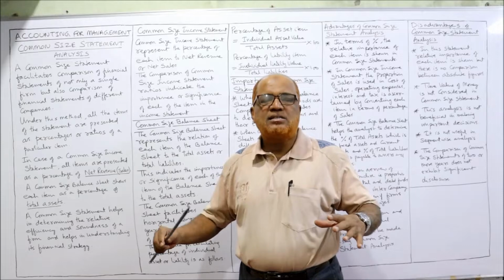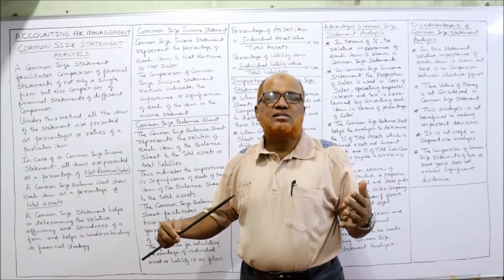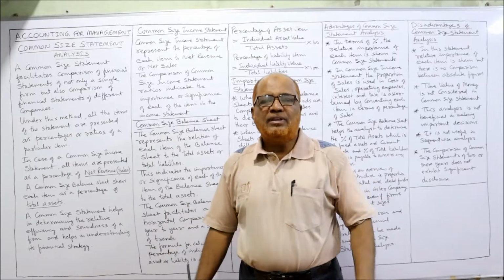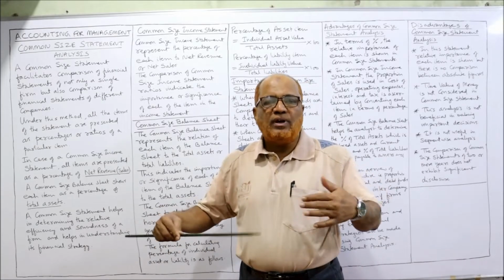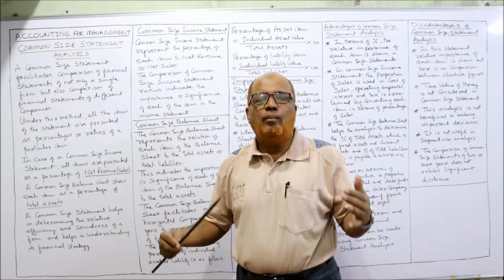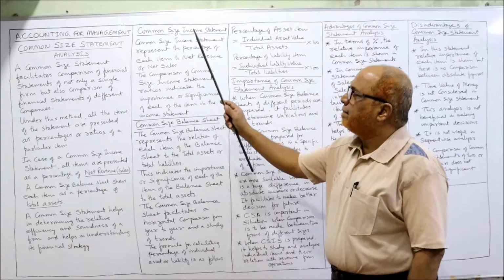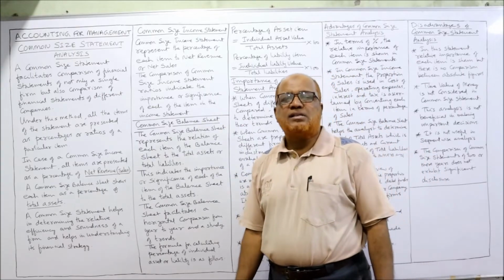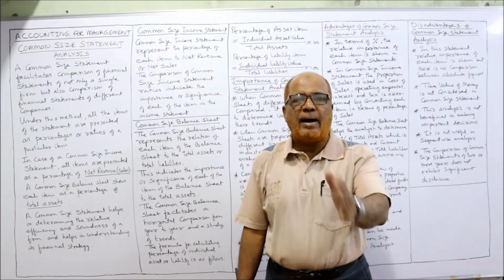So management has taken a number of financial strategies, and we ask how the financial strategies are performing, whether we are performing according to our strategy or not. This type of evaluation we can do by using this common size statement analysis. Now there are two types of common size statements, that is common size income statement and common size balance sheet.